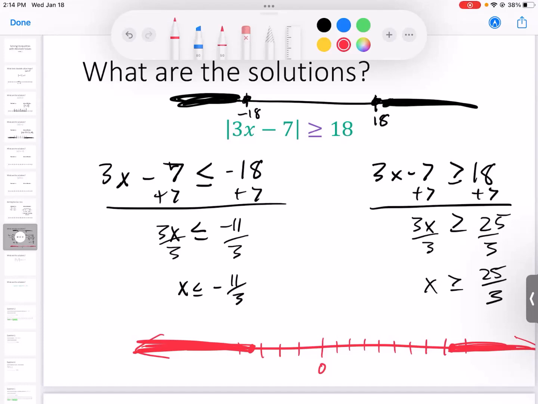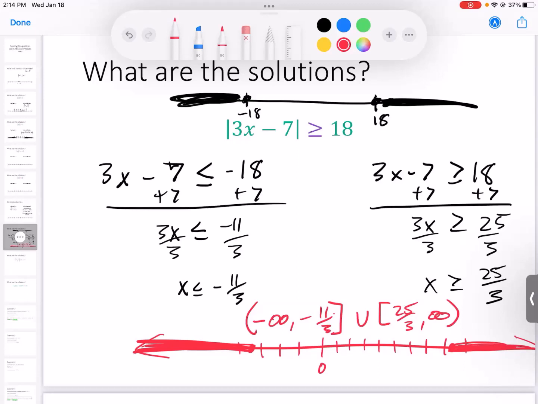And you could also write this as interval notation, and you could say it's everything from negative infinity to negative 11 thirds, round bracket around infinity, and a square bracket around negative 11 thirds because it can be equal to. And then you would do union, square bracket. Go ahead. Perfect. Yep. So this would be interval notation, and this is what it would look like on the number line. Let me see if there's anything else.